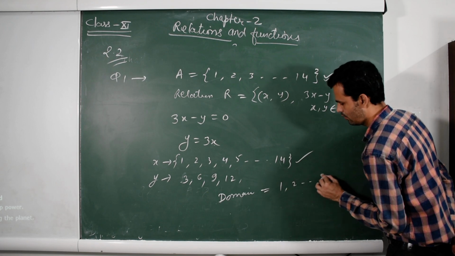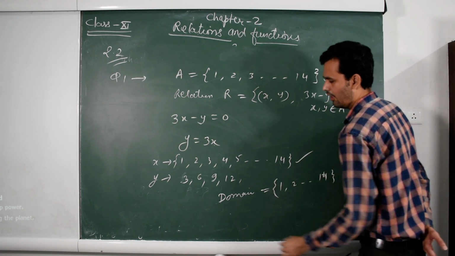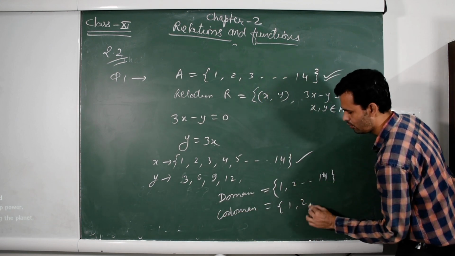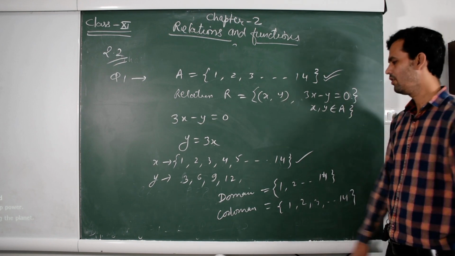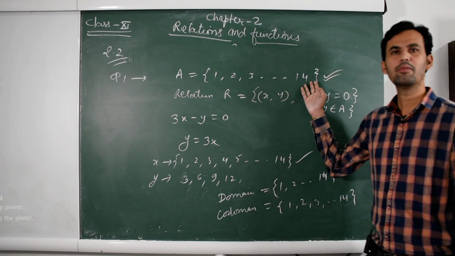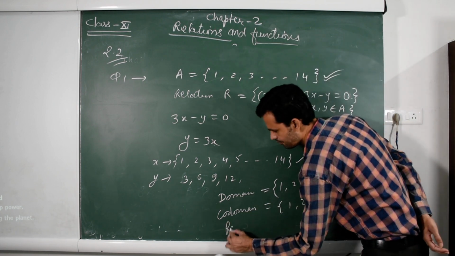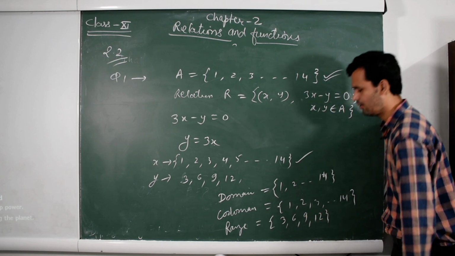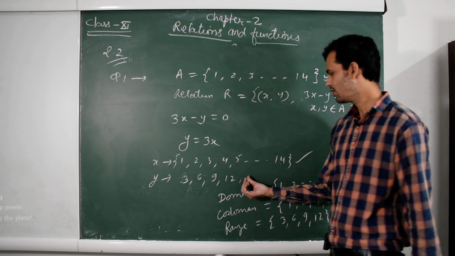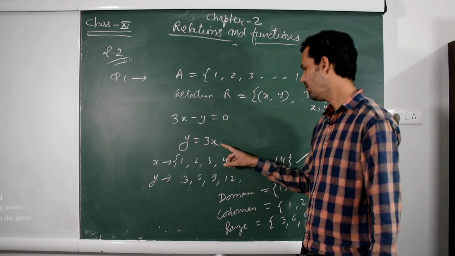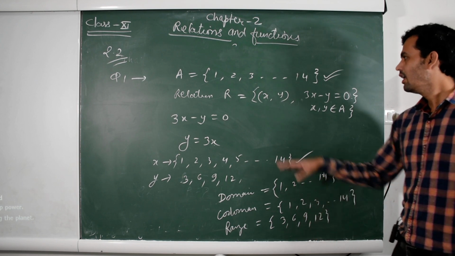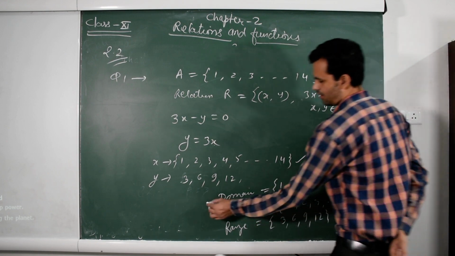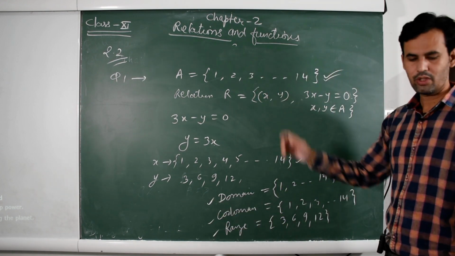So domain is 1 to 14, and codomain is also 1, 2, 3 up to 14. All elements of set A are elements of the codomain. And range is 3, 6, 9 and 12. Why? Because if we put x as 5 then we get 15, which is not an element of this set. So these are the domain, codomain and range of this question.